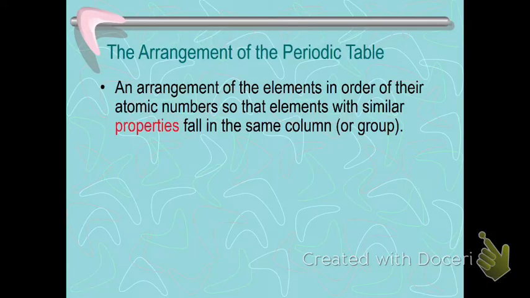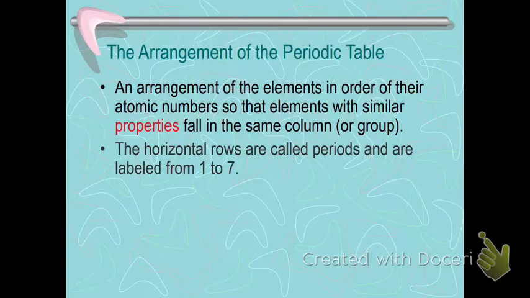So the arrangement of the elements in order of their atomic numbers, they arrange it so that their properties fall in the same column or group. Remember, the column is up and down. And the reason that they do this, we'll talk about in a second.